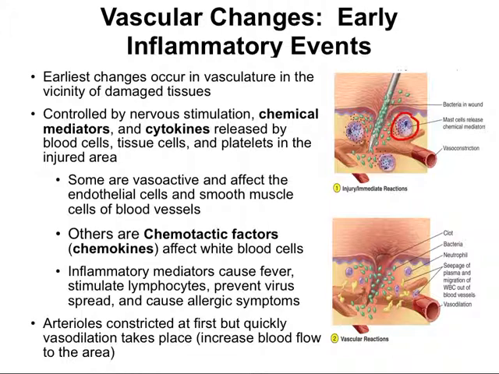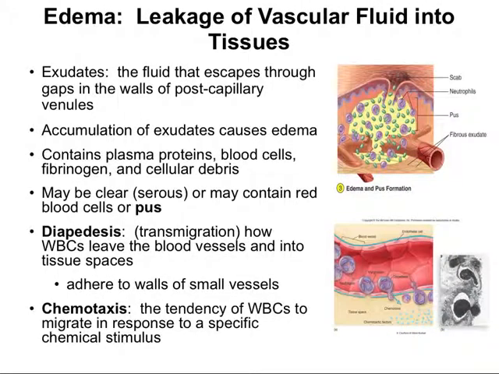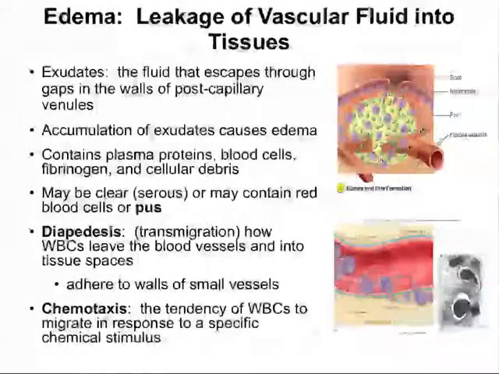Inflammatory mediators cause fever, stimulate the lymphocytes. They also prevent the spread of viruses and cause allergic symptoms. First, the arterioles constrict rather quickly, but then they rapidly release to a state of vasodilation. This vasodilation allows increased blood flow to the area of injury. In the next stages, we see edema, or leakage of vascular fluid into the tissues. The fluid that escapes through the gaps in the walls of these capillaries are called exudates, and the accumulation of these exudates causes edema. The exudates are illustrated in yellow here in the figure on the right.